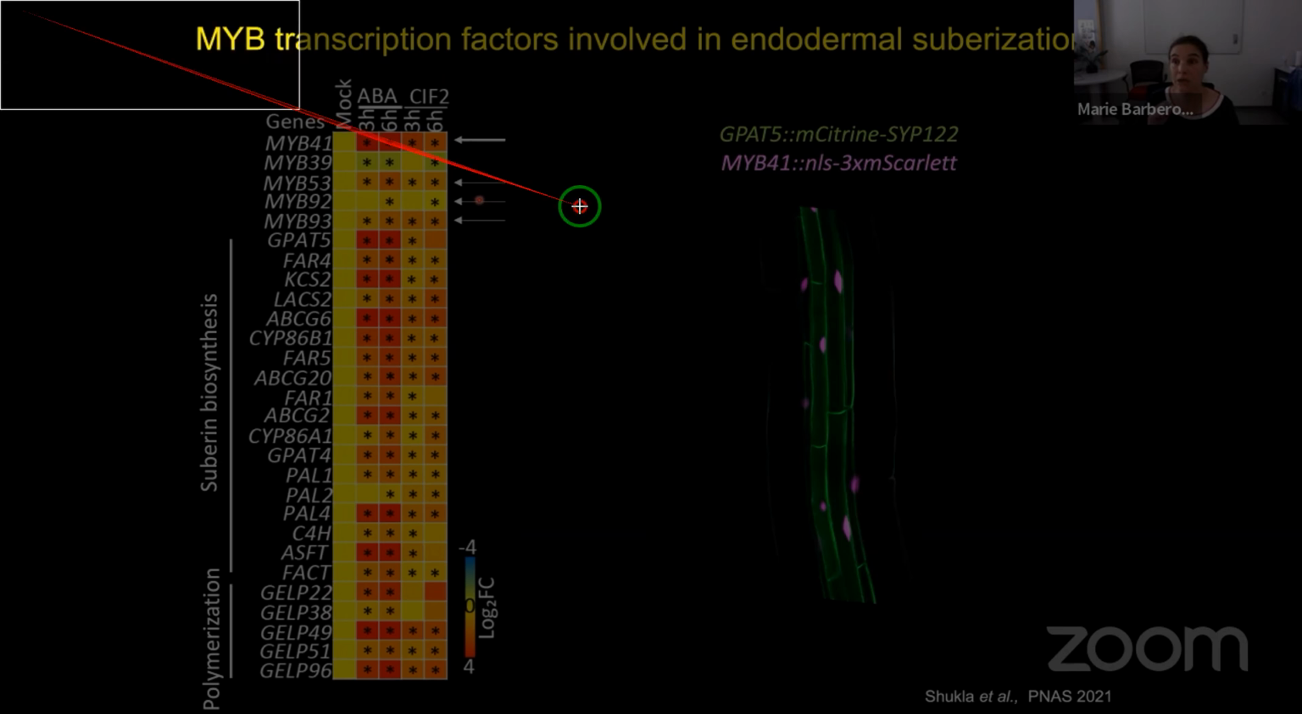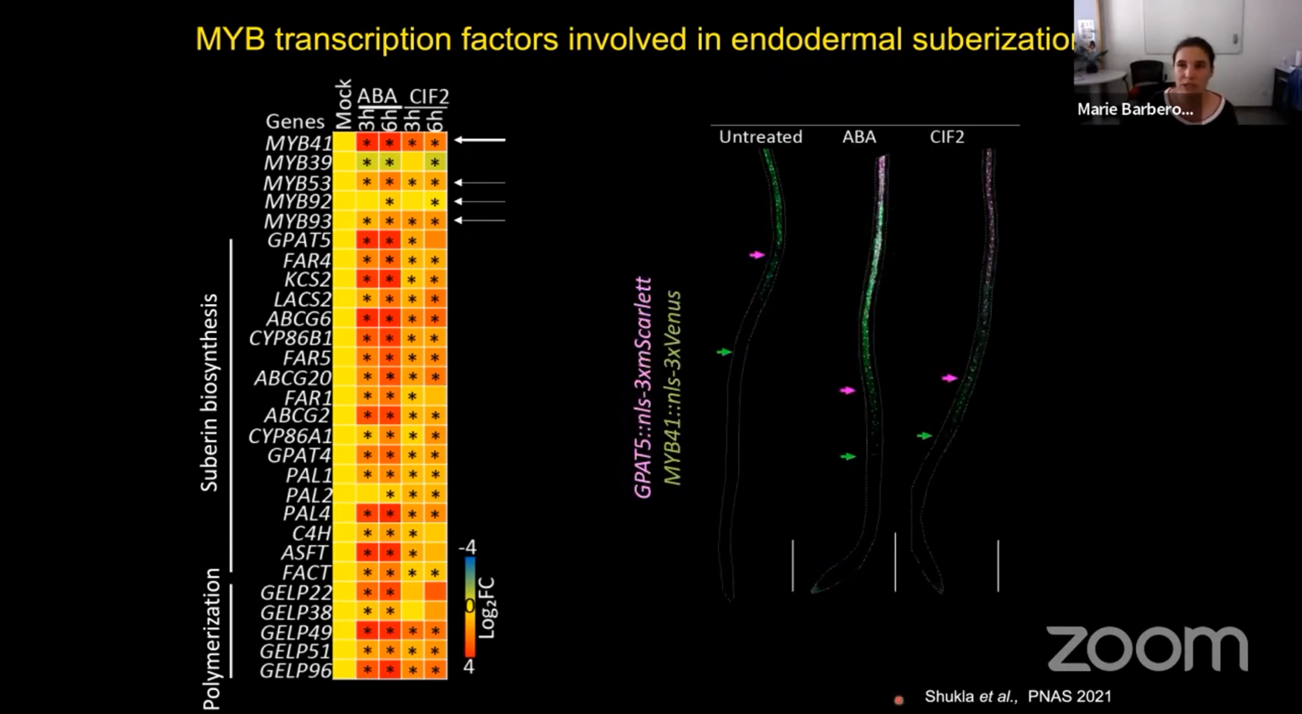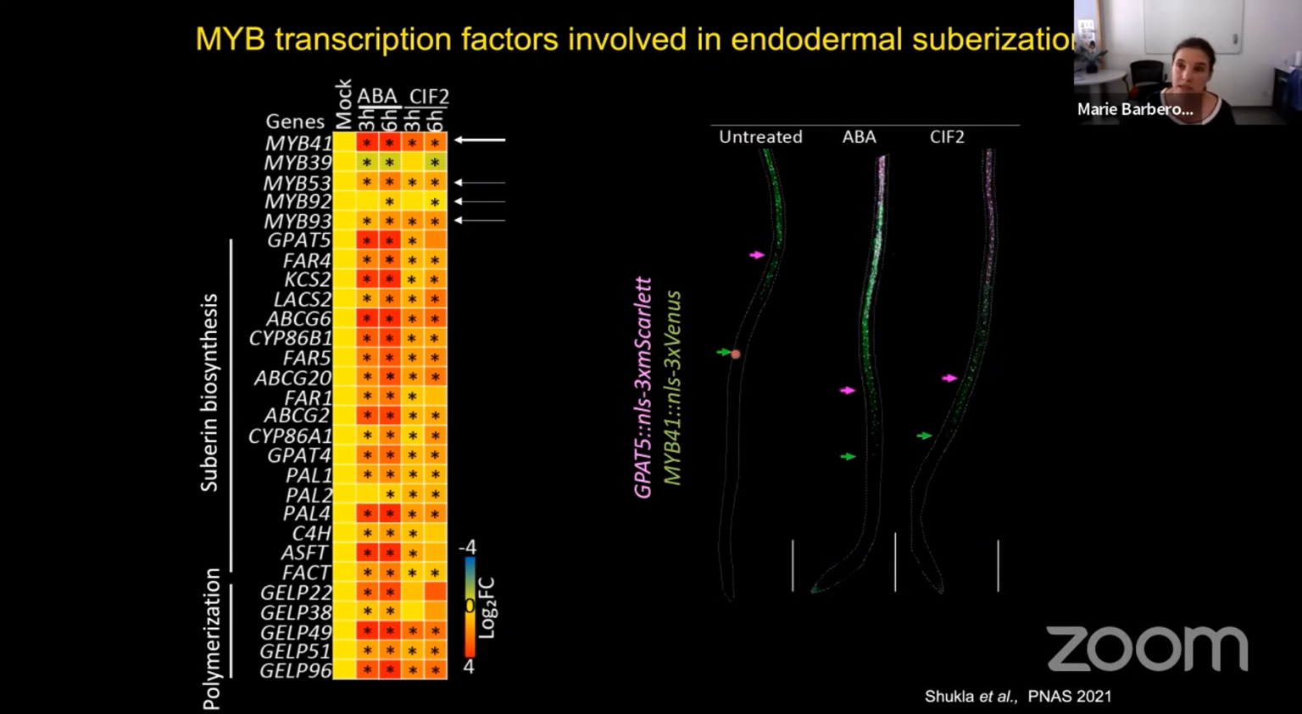Very quickly, we could have some comfort in our project because we could see that MIP41 promoter is active in the same cell as the one that makes suberin. So here in purple, you have the MIP41 promoter activity, and in green, you have the GPET5 for suberin biosynthesis, and we have a perfect co-expression. If we look along the root, actually, it's slightly more distant. So MIP41 is in the endodermis, but starts a little bit before you will have the suberin biosynthesis reporter, which will fit actually with the role as MIP41 is actually controlling suberization.